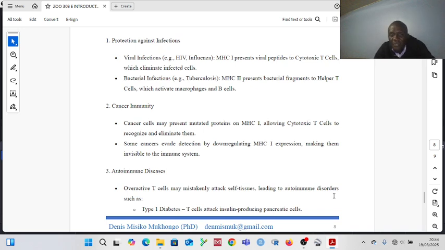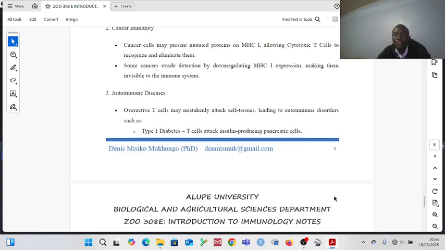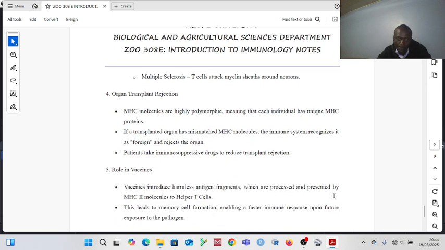But there are some cases where you have the autoimmune diseases. As we indicated earlier, these happen when the T cells have overreacted. By doing that, they may attack self tissues mistakenly. So when they attack what is self as if it is non-self or foreign, it leads to a disease where your body is attacking itself. Okay, so it is called autoimmune diseases.